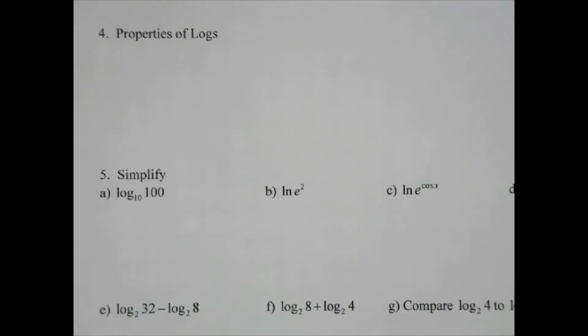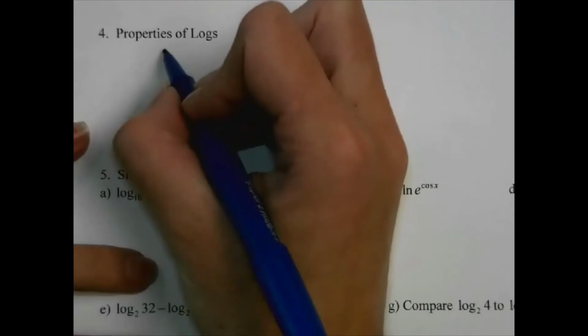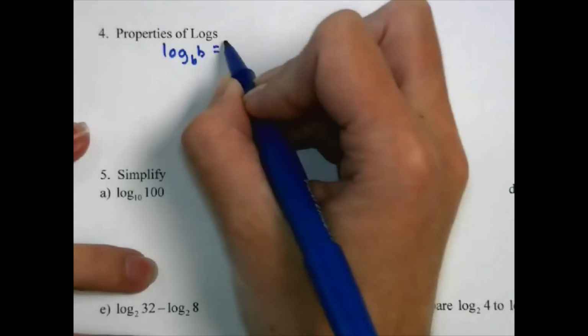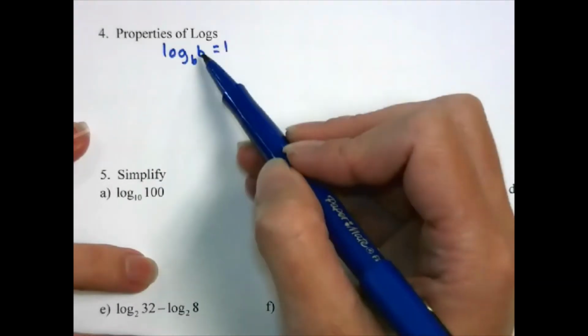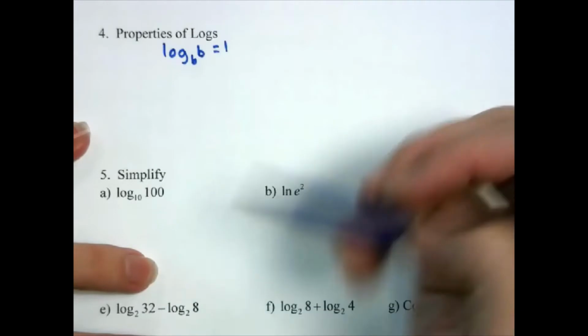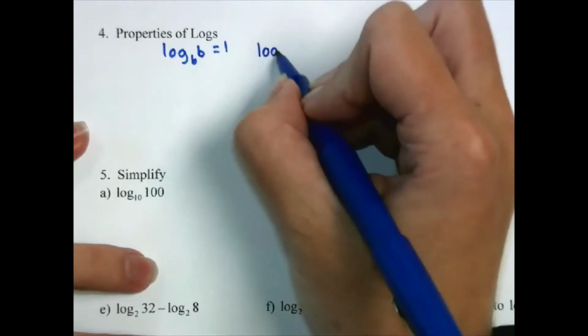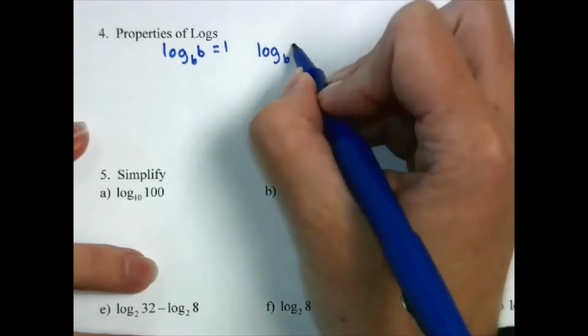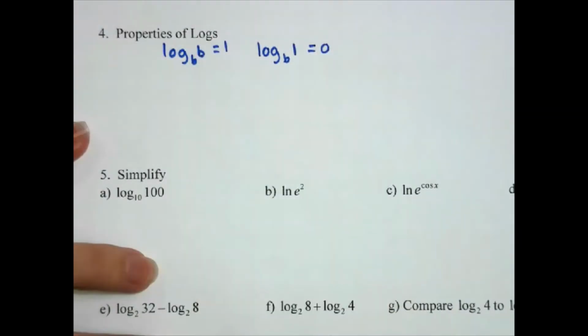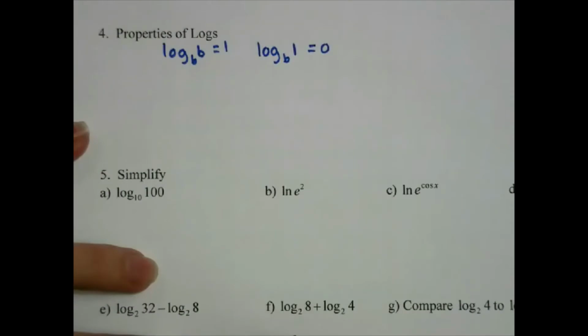So logarithms allow us to do different things because they behave differently than a lot of other functions. Some properties. One property is that log base b of b is always going to be 1, because this is essentially saying b to what power would equal b, and that's always going to be 1. Log base b of 1 is always going to be 0, because b to what power equals 1? Always 0.